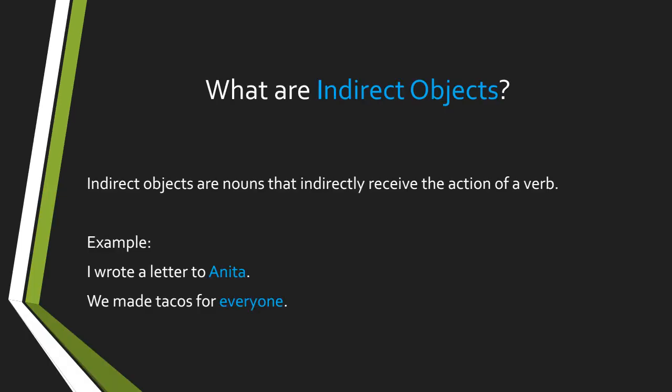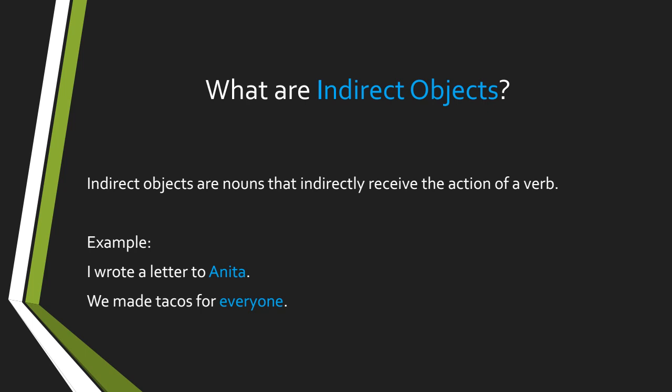In the last video, we learned about direct objects and their pronouns. Today, we're going to be learning about indirect objects and their pronouns. So what are indirect objects? Indirect objects are nouns, just like direct objects. But indirect objects are nouns that indirectly receive the action of a verb. Let me show you what I mean with a couple examples.